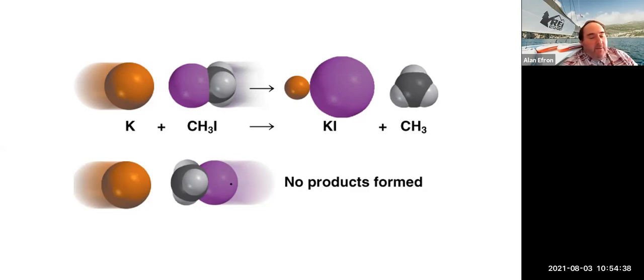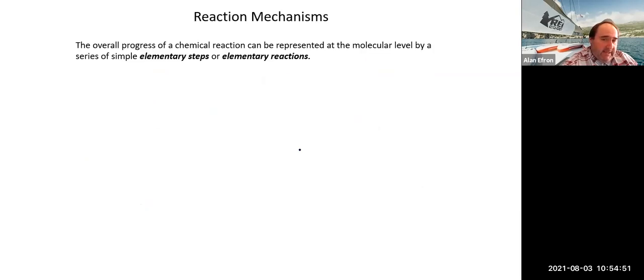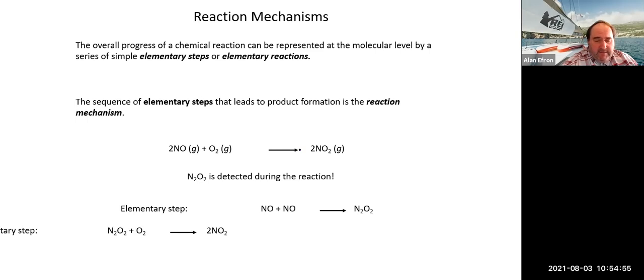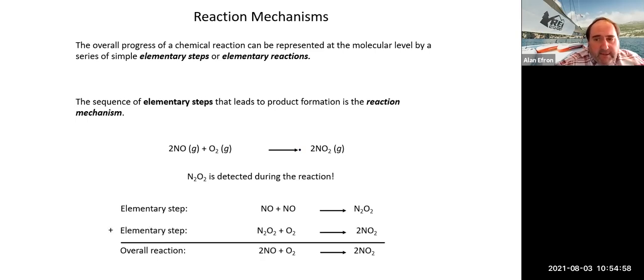It's really important where things collide, how they come together, and the right amount of energy for products to actually be made. So one last thing about kinetics here, which is reaction mechanisms. We're not going to go very deep into reaction mechanisms, but I just want to touch upon a couple of things. First off, reaction mechanisms are ways that you could explain how a particular reaction takes place.